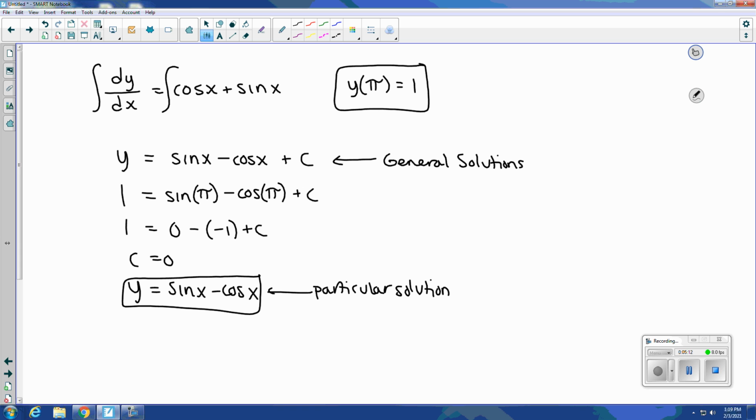So that's the difference. There's an infinite number of general solutions to that differential equation. As soon as we introduce an initial condition, we can now find the value of c. And upon finding the value of c, we found a solution that is particular to that case.